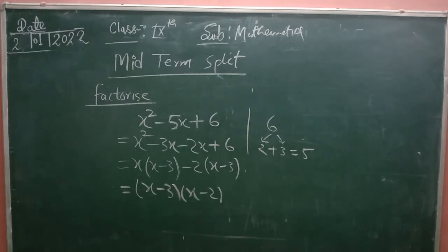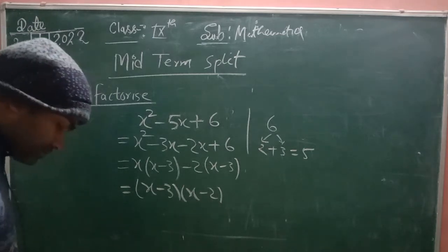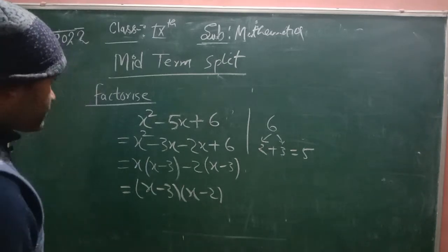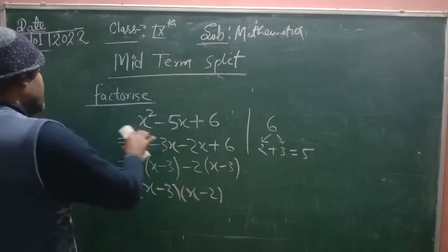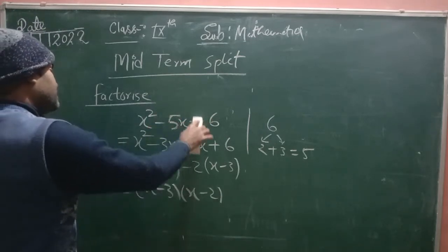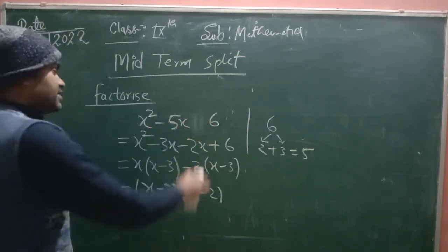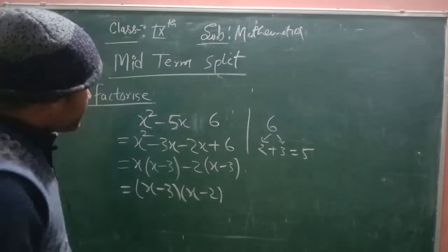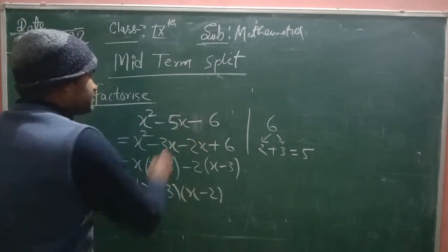Okay. Let us take another example. Just write it down. Factorize x square minus 5x minus 6.